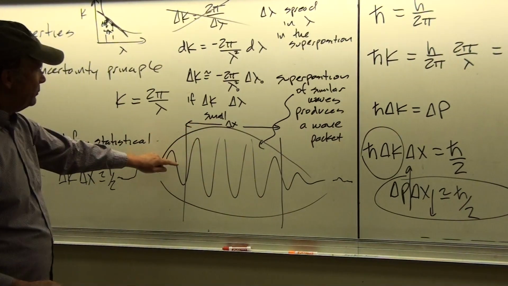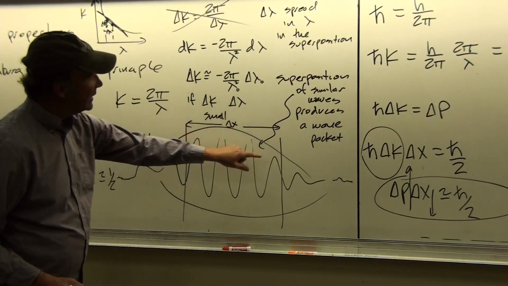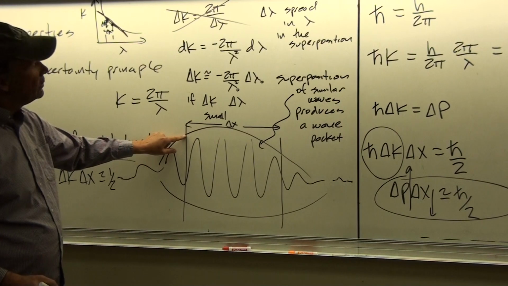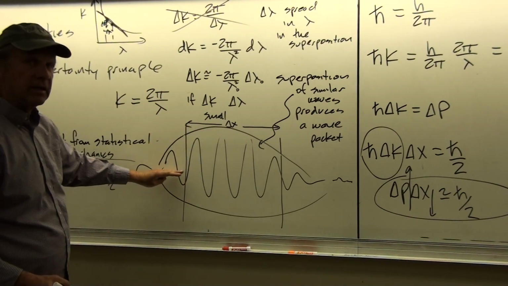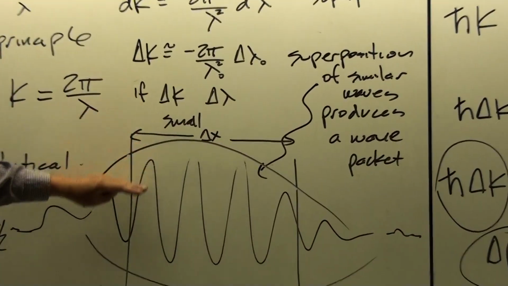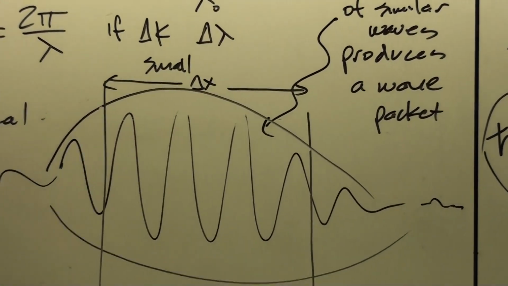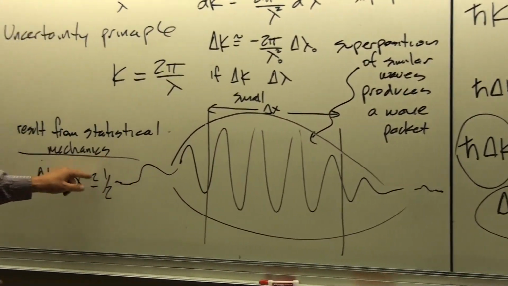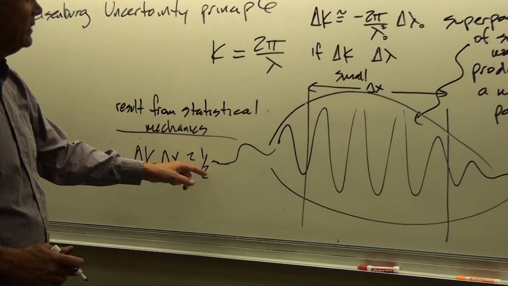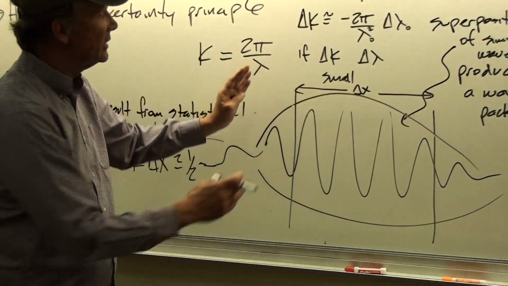This could be when the wave drops down to, say, 1 over the square root of 2 of its maximum value. Or it could be 1 over e of its maximum value. Or it could be some other statistical definition. That would affect this constant here, depending on what kind of statistics you're using.